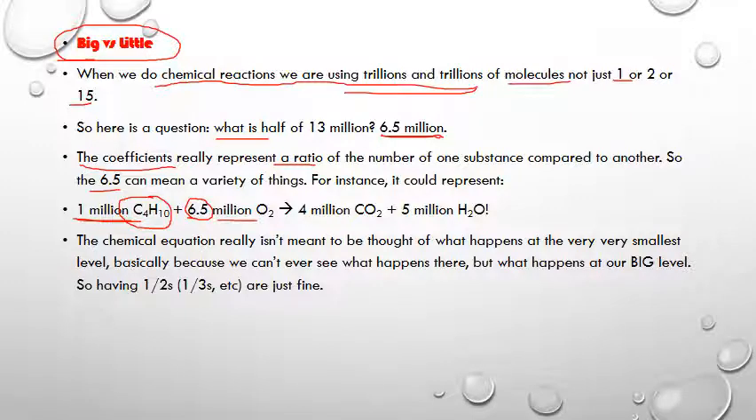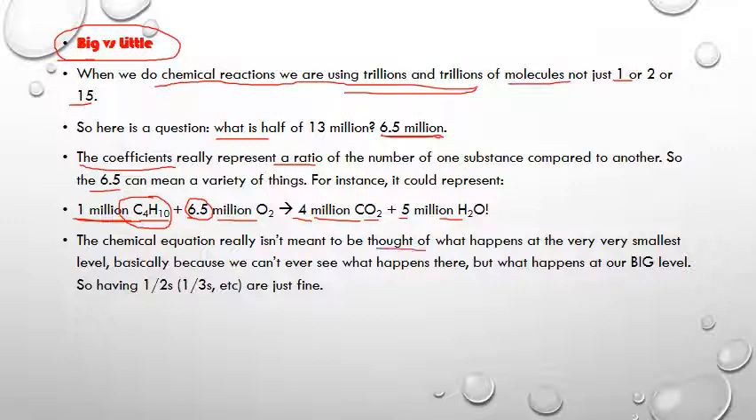So it says quantities. It says one quantity of CH4, C4H10, plus 6.5 quantities of O2 will yield 4 quantities of CO2 plus 5 quantities of H2O. And they're not individual things, they're quantities. So this could be like a million, trillion, or whatever.